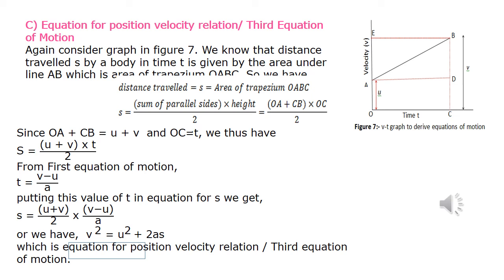From the first equation of motion, we get the value of t. t is equal to v minus u by a, and putting this value of t in this equation, we get u plus v by 2 into v minus u by a, and by reducing we get v square is equal to u square plus 2as.